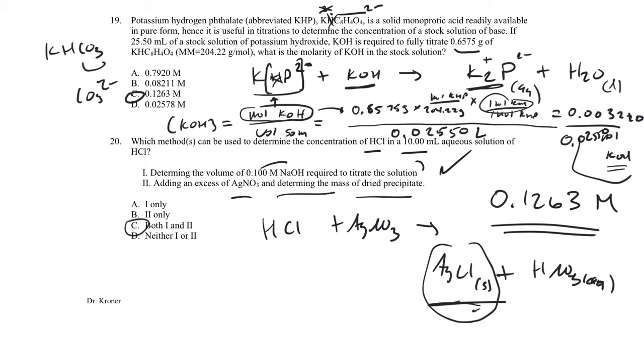The reason why both these methods work is you can determine from the moles of AgCl how many moles of HCl there were. From the moles of HCl, you can divide that by the volume to get its concentration. Same thing with seeing how much sodium hydroxide it takes to react with it.